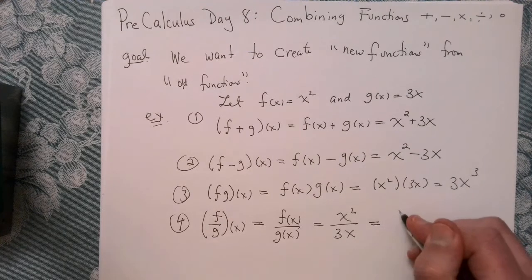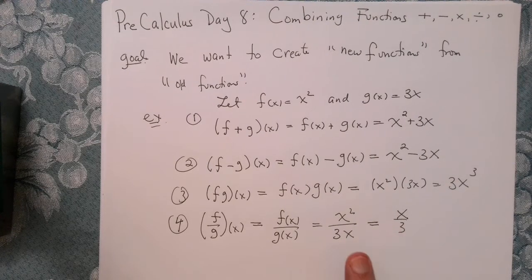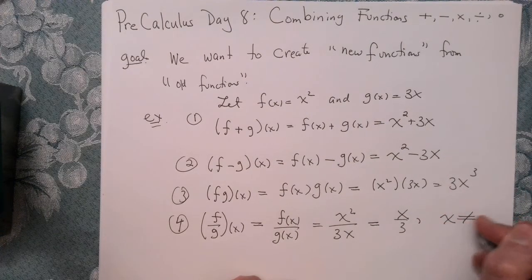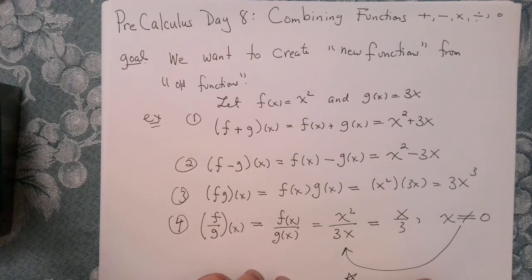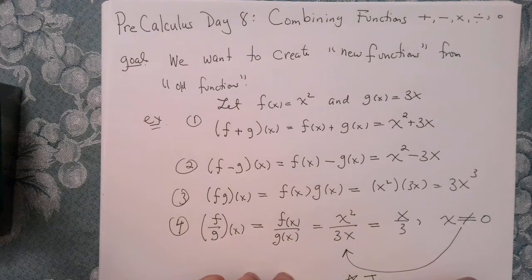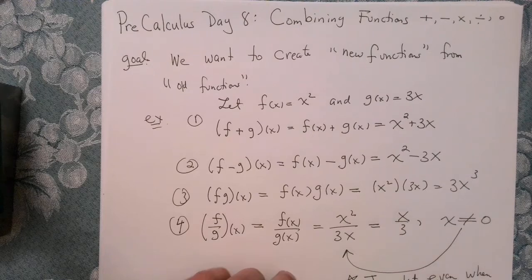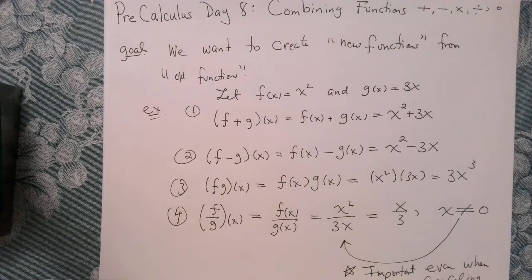How on earth could these two objects be equal unless I note that? These are equal for all x's where I'm not dividing by 0. So we're going to note that carefully. It's important even if you're canceling. So important even when canceling. So do be careful there.